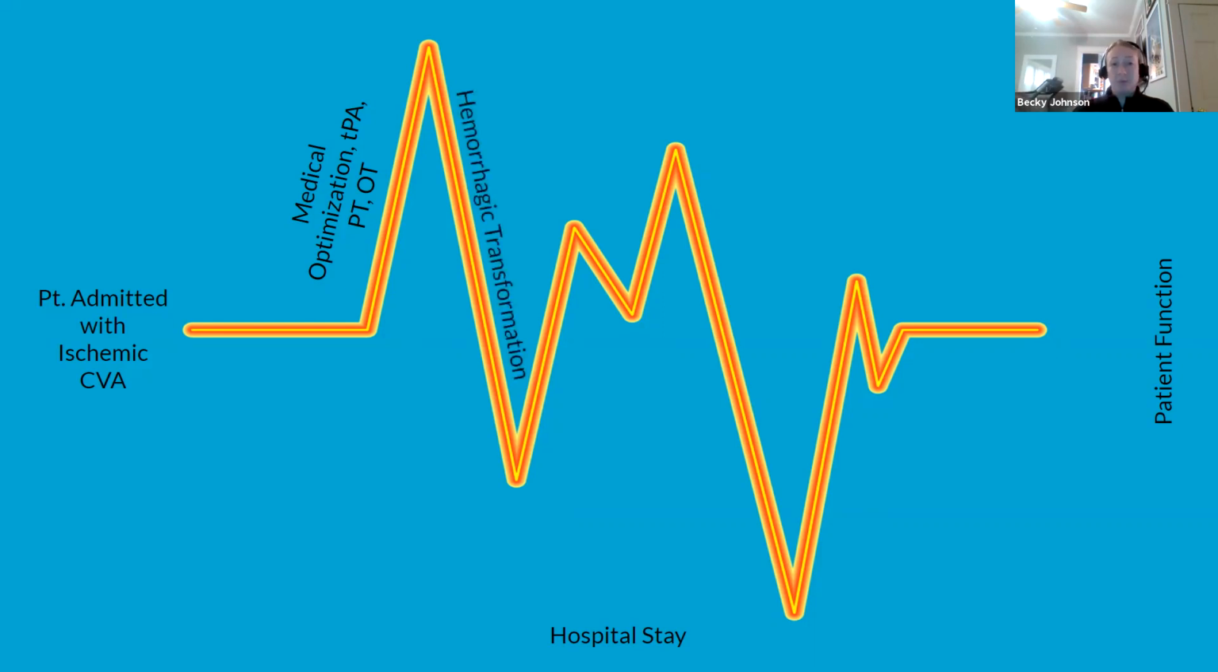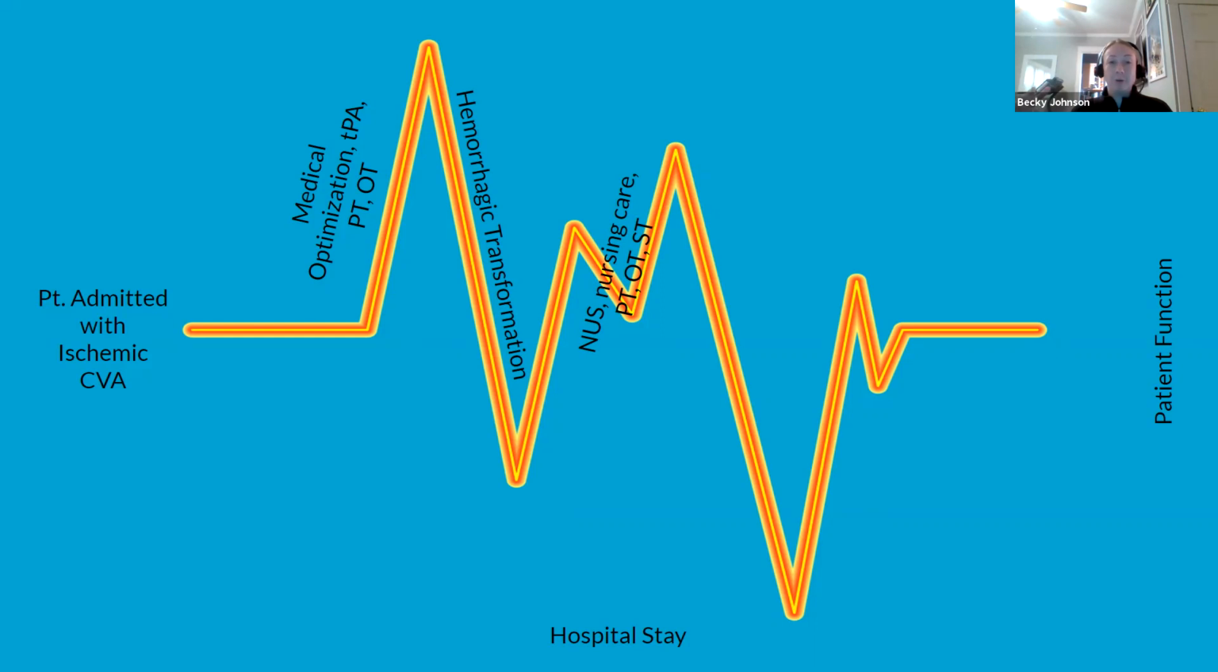But then as a result of that TPA, a side effect that sometimes happens is that the patient then has a hemorrhagic CVA. They call that a hemorrhagic transformation. So then they had that, and now their function is lower than it even was before they came into the hospital. So then everybody starts working with them again.